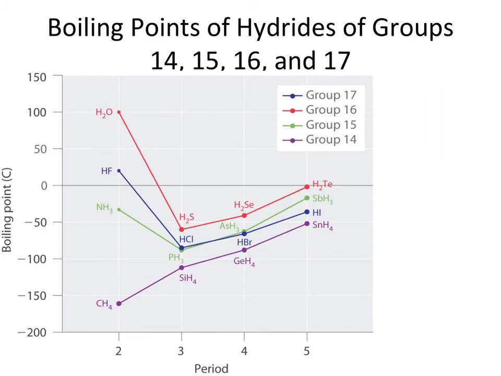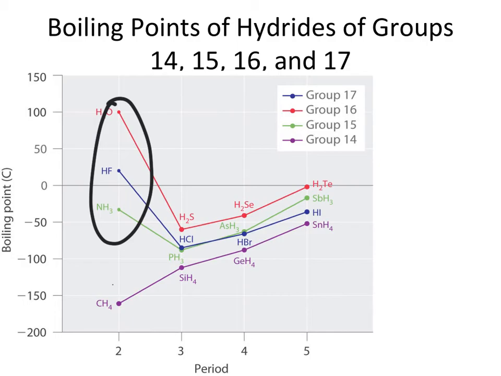Now, when we see this in a graph, what we can see is this is going down the groups. So this is group 4, group 5, group 6, and group 7. And what you can see is that there's this huge amount of energy that's required to actually boil these off. Here we have H2O, HF, and NH3. These are the hydrides.